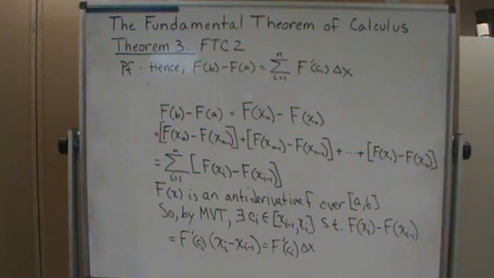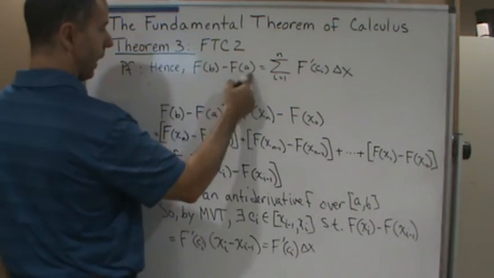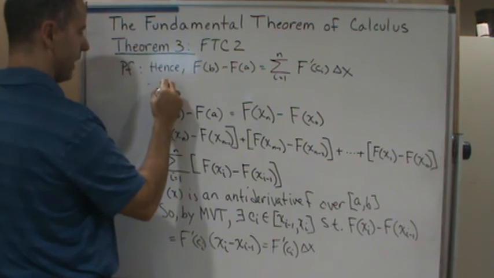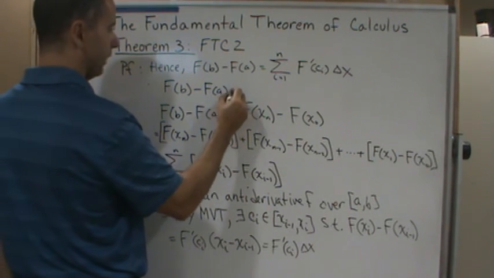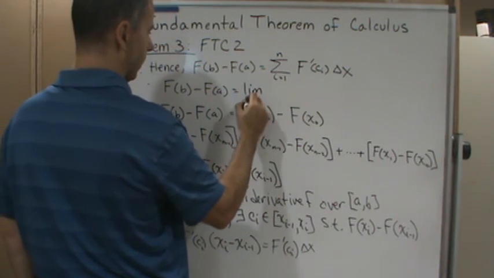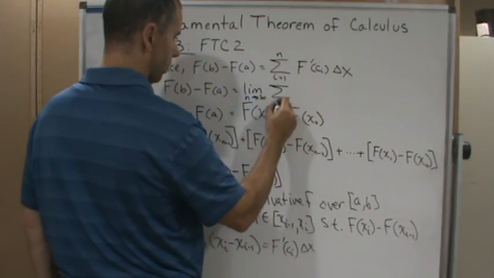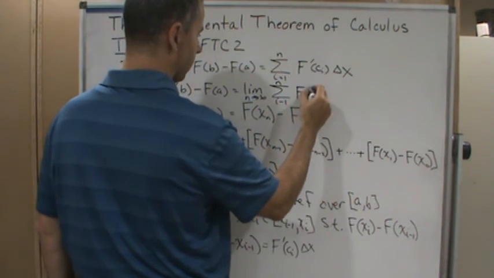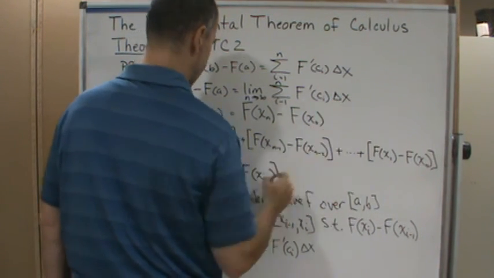And now guess what? Now we're going to take the limit of both sides. So there's no i in here, so if I take the limit of this side, it's not going to change anything. So by taking the limit of both sides, I get F of b minus F of a is equal to the limit as n approaches infinity of the summation of i equals 1 to n of F prime of c sub i delta x.